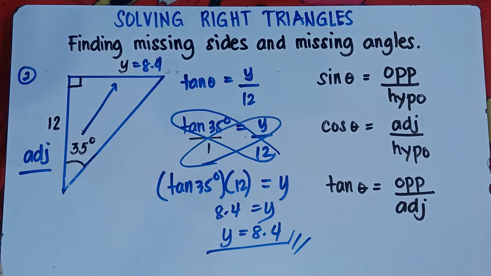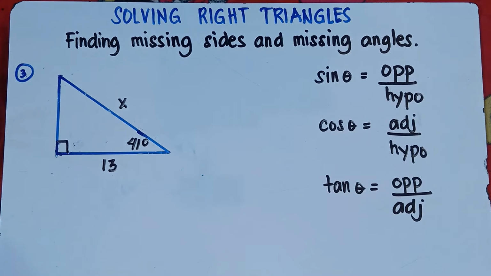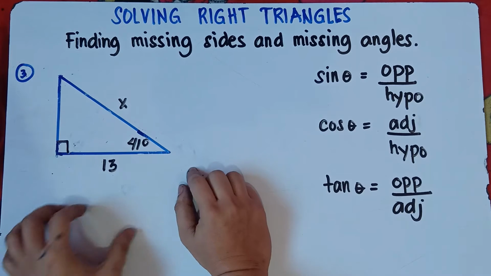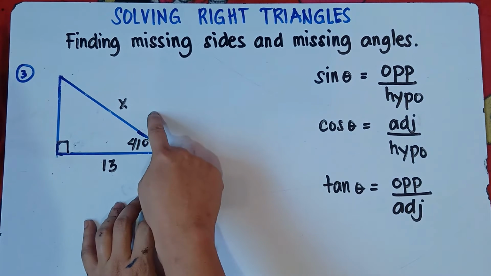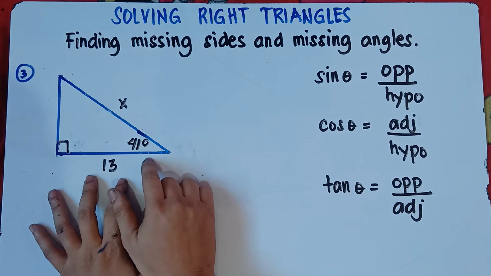Alright, so example number 3. Once again, the first thing that we need to do is check which sides are involved. So this is x, the unknown side, and this is the given side, 13. The reference angle is 41 degrees.